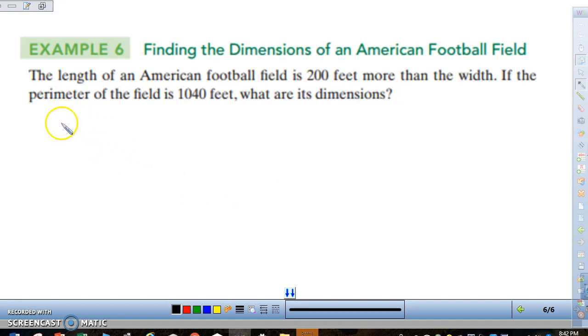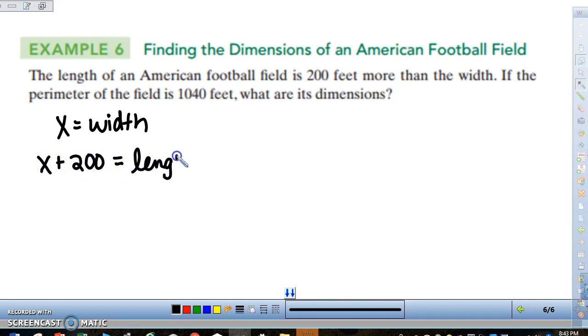So if we let x represent the width, then x plus 200 would be the length, since it says the length is 200 feet more than the width.